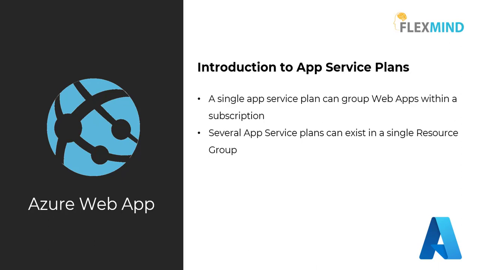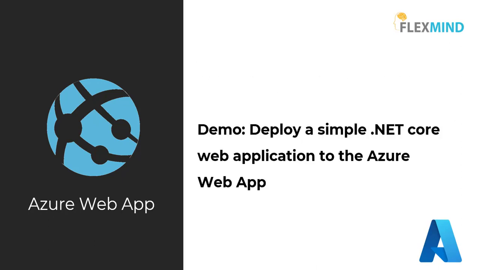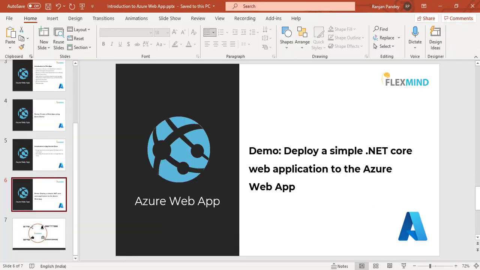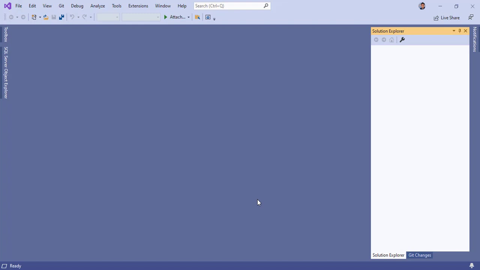Okay, now moving on to the next demo, that is how you can deploy a simple .NET Core web application to the Azure web app. Okay, so here I'll switch over to my Visual Studio. Now here I'm using Visual Studio to create a simple ASP.NET Core web application and then deploy it onto the Azure web app. But you are free to go ahead and use Visual Studio Code, or if you want to publish a Java application from Eclipse or some other integrated development environment, you can go ahead and do it.